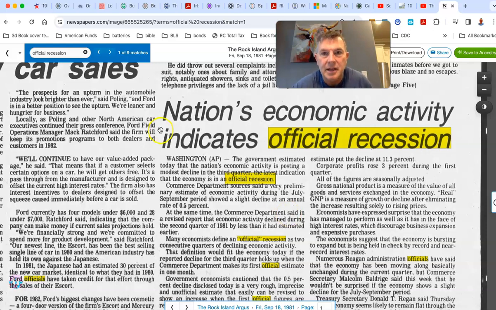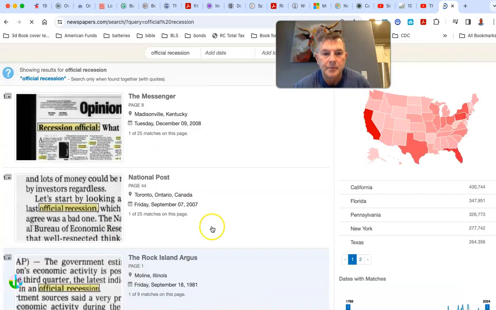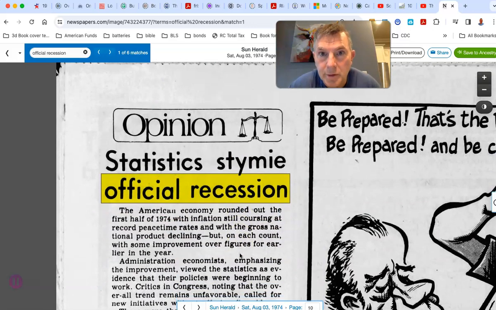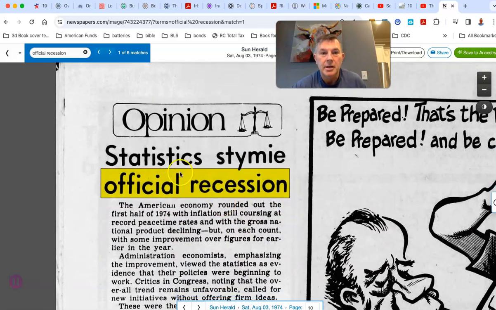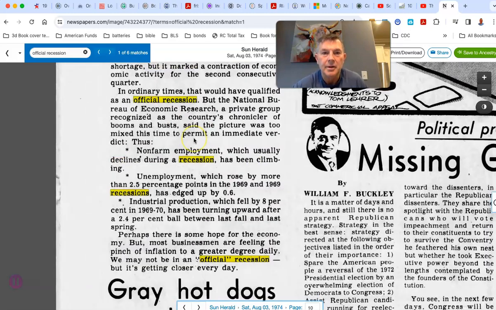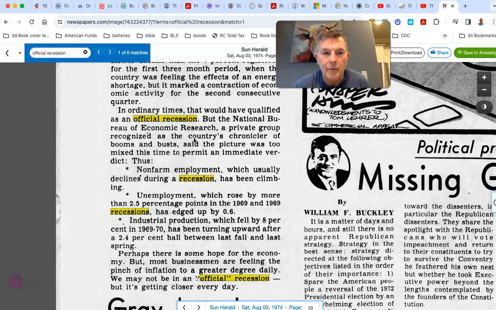But they didn't announce it yet because the NBER is who announces recessions. So we don't know. But here we are in 1974, and you knew there was a recession then, but yet statistics stymie official recession. They didn't even call it yet. Check this out. In ordinary times, that would have qualified for an official recession, but the NBER, a private group recognized as the country's chronicle of booms and busts, said the picture was too mixed.